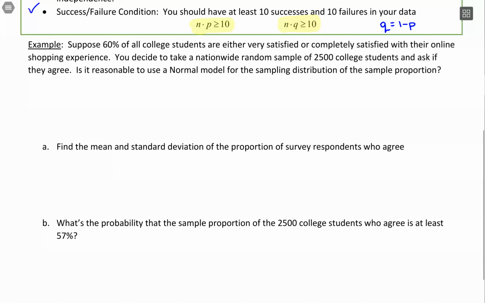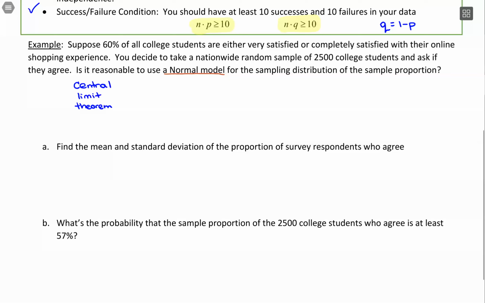You decide to take a nationwide random sample of 2,500 college students and ask if they agree. So this first question here, is it reasonable to use a normal model for the sampling distribution? This idea of, is it appropriate to use a normal model, is getting at, do we pass the central limit theorem? That's our test for whether or not we have a bell-shaped curve.